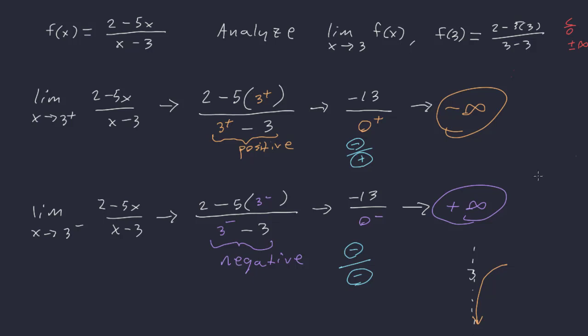And on the left, it goes to positive infinity. Okay, so this is what it will look like at around 3. So that means the limit from both sides does not exist.